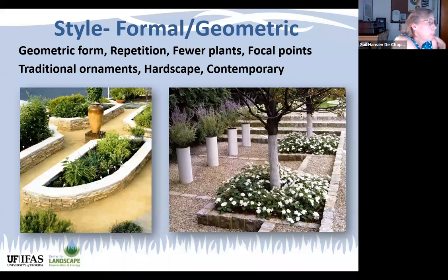So, for example, in the image on the left, the fountain in the middle marks two axes that cross. And then you have some very strong raised planters that also have straight lines and curves in them. You might find more traditional ornaments such as the fountain, a little bit more hardscape, and probably a more contemporary vibe, although you can look back at some historical gardens, especially if you go to England or France, and you'll see a lot of very formal gardens that are very historical, with this kind of repetition in the shapes.